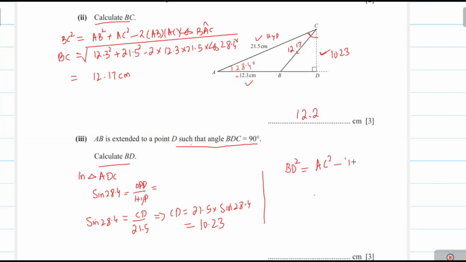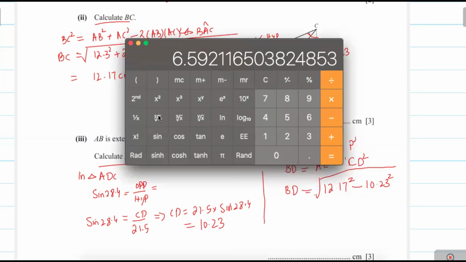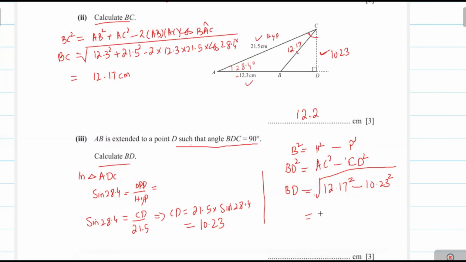Now we can calculate this length BD square equal to AC square minus CD square, and this is the hypotenuse square, this is the perpendicular square. Now the base square equal to h square minus p square. BC square here is 12.17 minus CD is 10.23 square, and BD will be equal to the square root of this whole value. This is 6.59 centimeter is the BD length. This is the answer.